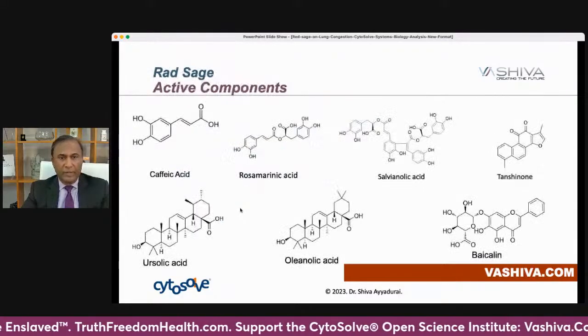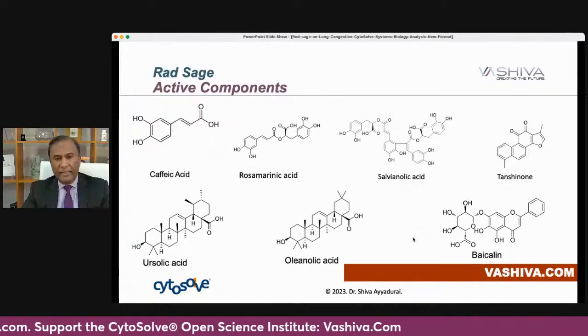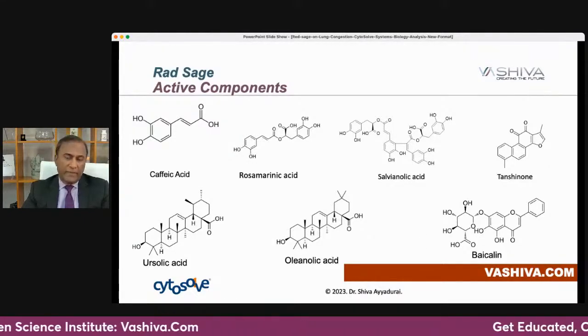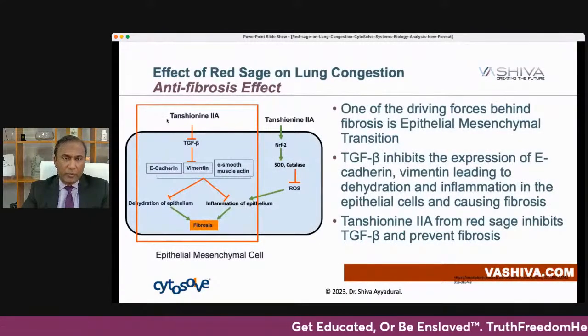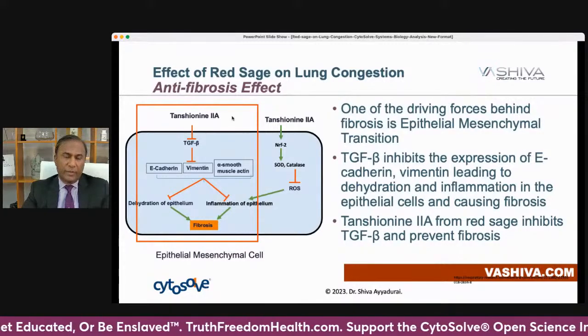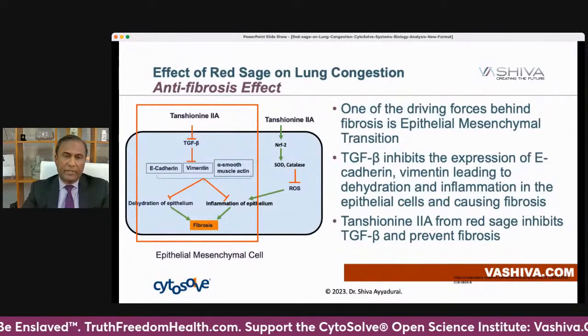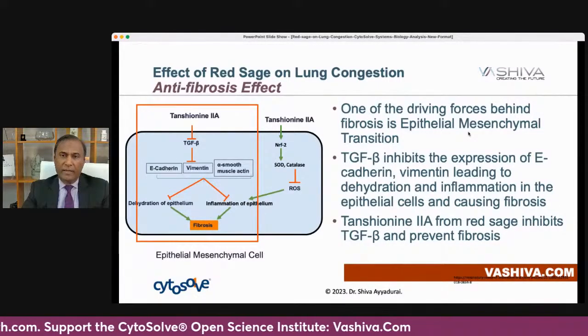This is pretty cool, so let's look at it. Remember, these are the active components we talked about in red sage. Out of those 21, these are the 7 that are apparently very active. So tanshinone IIA is one of the compounds in red sage, and look what it does. One of the driving forces behind fibrosis, which is where you have the scarring, so red sage has an anti-fibrosis effect, is epithelial mesenchymal transition.